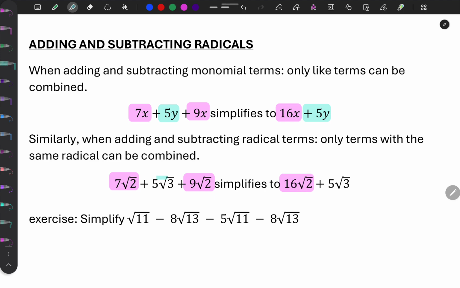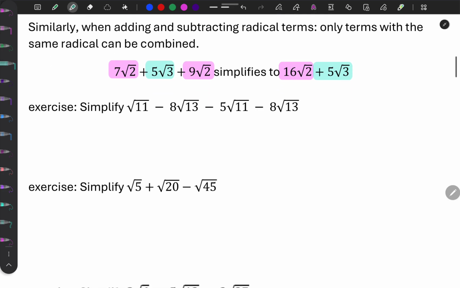If we have a different radical, like 5 root 3, that must stay as a separate term because it is not a like radical term. Let's try an example of that. So in this example, we're going to simplify 4 different radical terms, and we're going to look for any like radicals. For example, having a root 11 and a minus 5 root 11. Both having the square root of 11 makes those like terms.